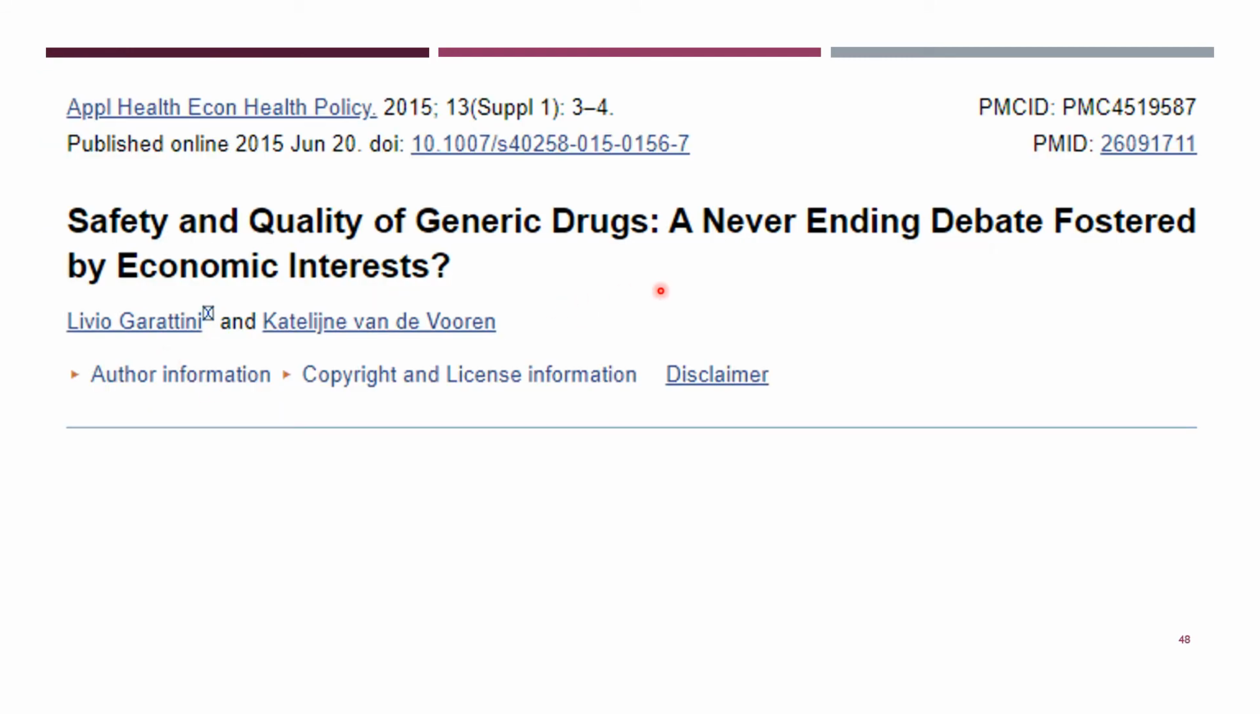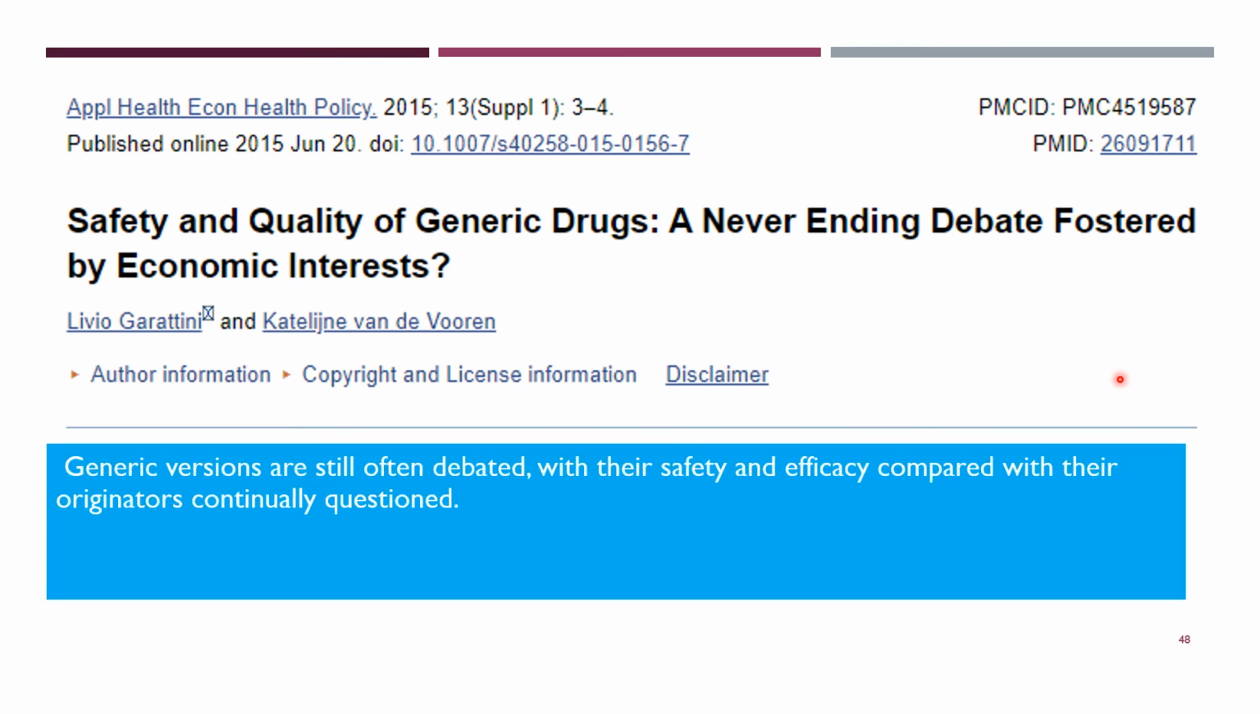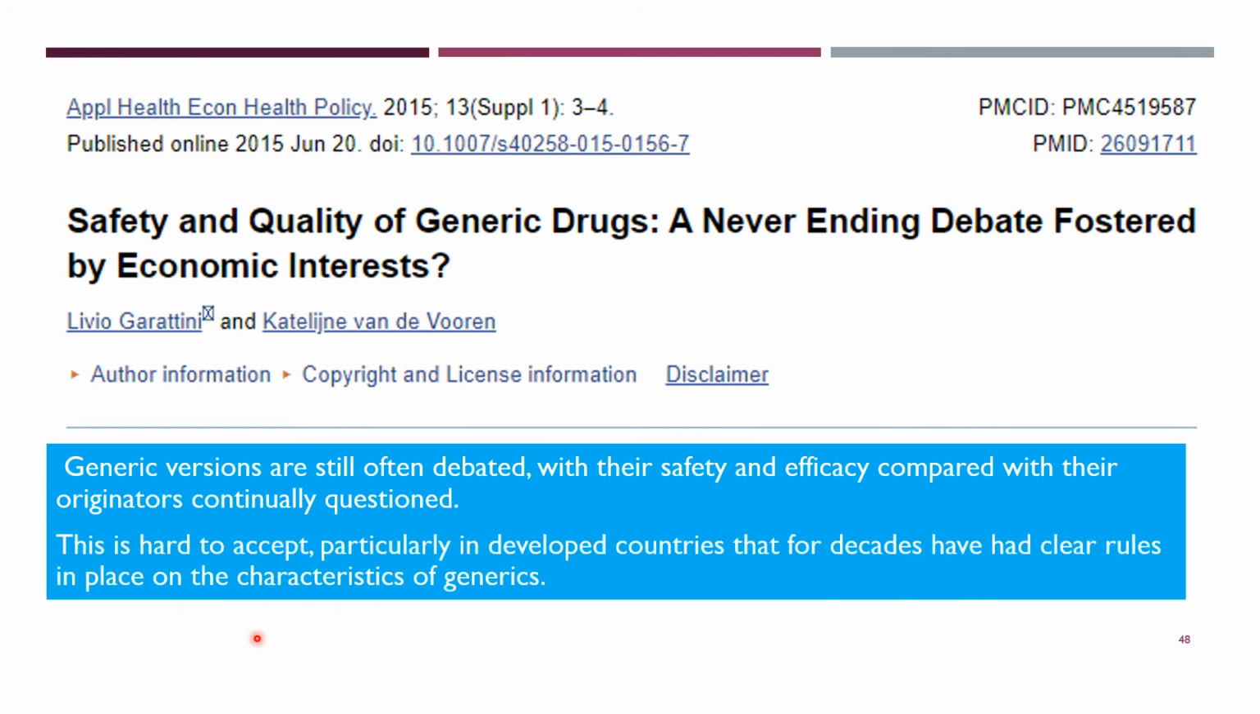Safety and quality of generic drugs: a never-ending debate fostered by economic interest. Generic versions are still often debated regarding their safety and efficacy compared with their originator, continually questioned. This is hard to accept, particularly in developed countries that for decades have had clear rules in place on the characteristics of generics.